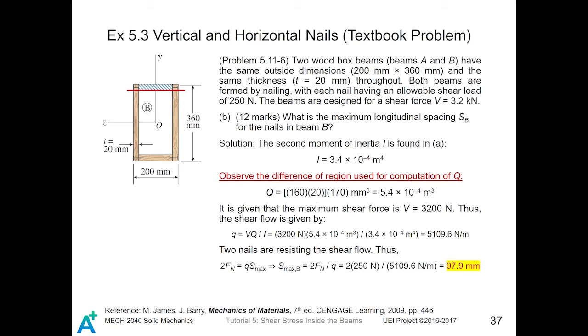For part B, it is talking about a horizontal nail, but the computation of the first moment of area would be different. So let's observe the difference of the region used to compute the first moment of area. We can see that the region used is like this. I don't know how to express it in words, but you can see the difference between A and B.